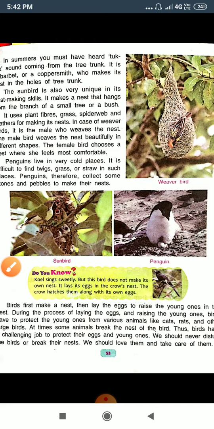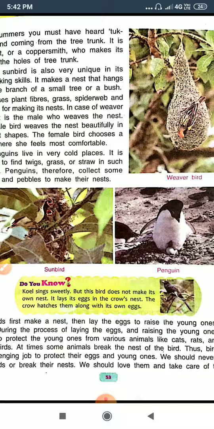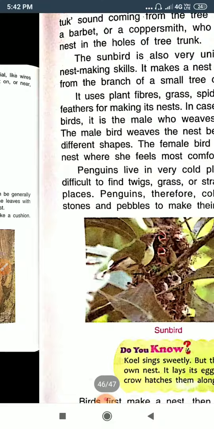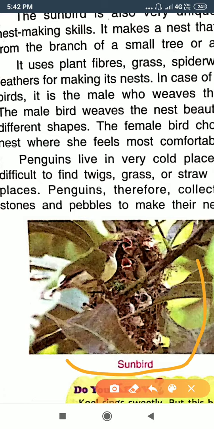Now move to the next bird, that is the sunbird. See, this is the nest of the sunbird. You will see that the sunbird is also very beautiful, very unique in its nest making skill. See this, it makes a nest that hangs from the branch of a small tree or a bush. See this, little baby sunbirds are there.